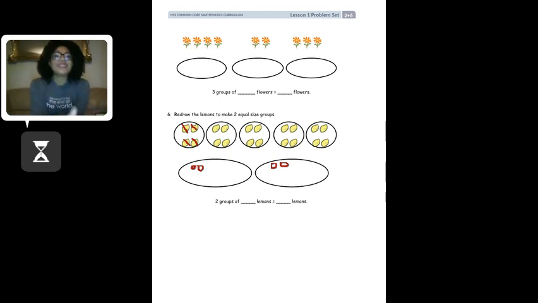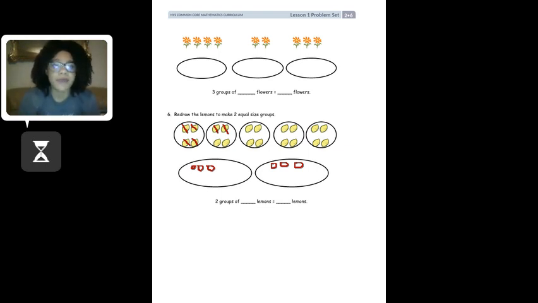But we're not done because I still have 4 packages of lemons left, 4 groups. So let's keep going. I'm going to take 1 from here and put it in my mom's jug, and take another one and put it in my dad's jug. So now we have 3 lemons in each group. So we have 2 groups of 3 lemons. But we're not completely done because the question says redraw the lemons to make 2 equal size groups. So let's keep going until we finish using all of those lemons.